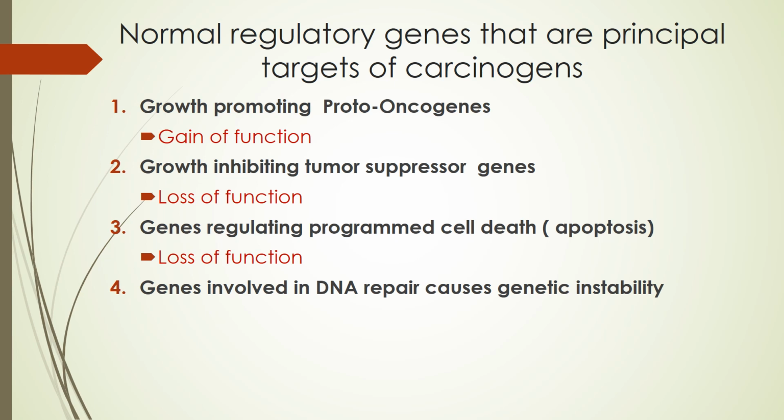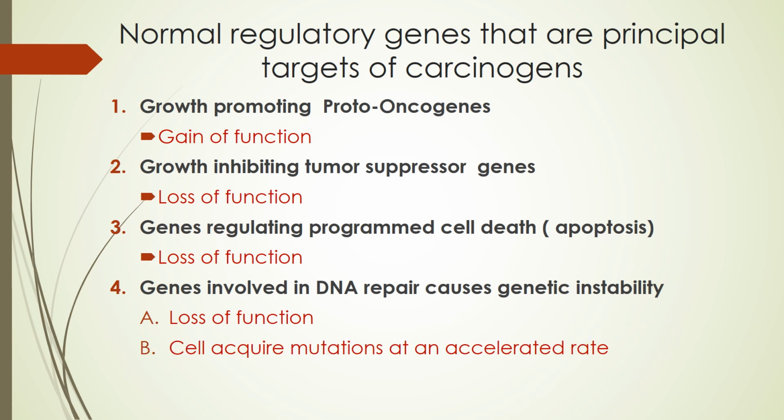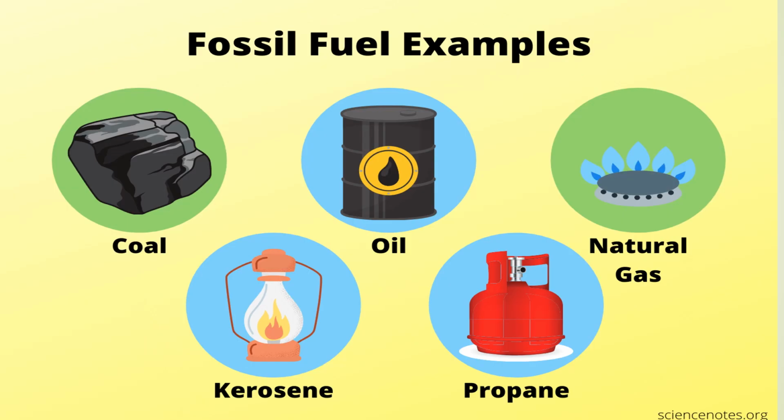So, initially there was a problem in the growth promoting oncogenes, then the growth inhibiting tumor suppressor genes, then the genes regulating programmed cell death. Then at the end, genes involved in DNA repair cause genetic instability, a loss of function. The cell acquires mutations at an accelerated rate because the DNA is not repaired. It becomes abnormal and unstable, and when this occurs, there is a chance that cancer can be produced.